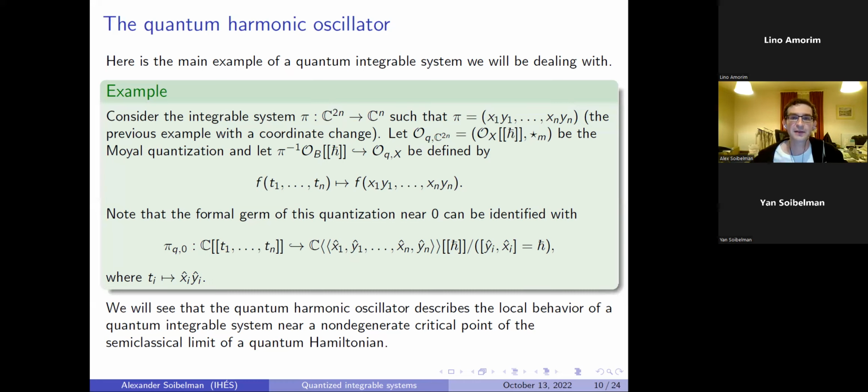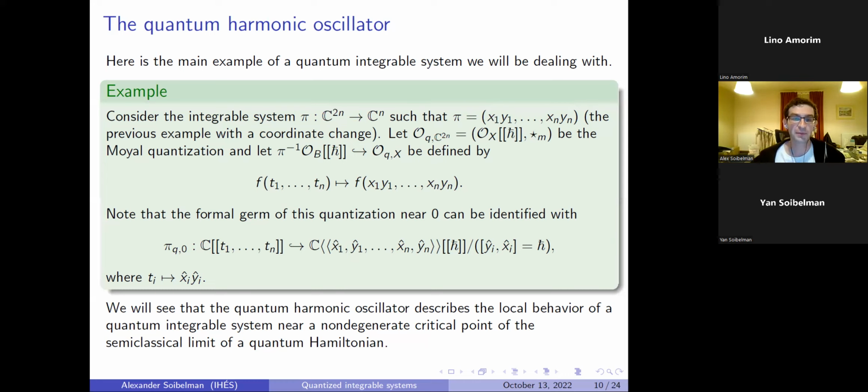And then the quantum functions on C to the 2n is going to be the standard sheaf of functions, or rather formal power series with coefficients in holomorphic functions on X. And the product is just the star product, the Moyal star product as given before. And then the morphism that embeds the functions on the base into the quantum functions is just going to be this kind of composition with these xi, yi's.